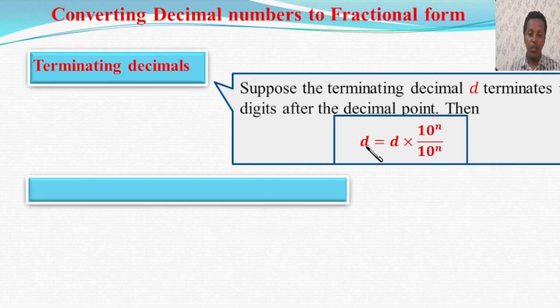So to convert a decimal into a fraction, you simply multiply the given decimal by 10 to the power of n over 10 to the power of n. Remember, 10 to the power of n over 10 to the power of n is 1. Any number divided by itself is 1. That means you are multiplying the decimal by 1. Any number times 1 is the number itself, because 1 is the unit element of what? Multiplication. So when you multiply d by 10 to the power of n over 10 to the power of n, you only change the form, not the value. The value remains the same because you are multiplying d by 1. You are only changing the form, decimal form into fractional form.